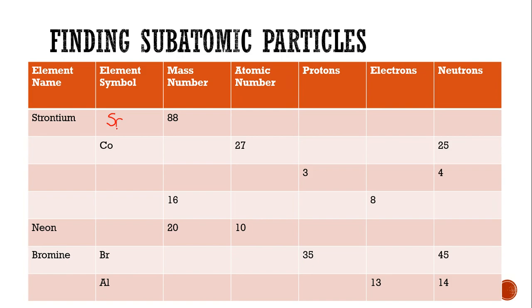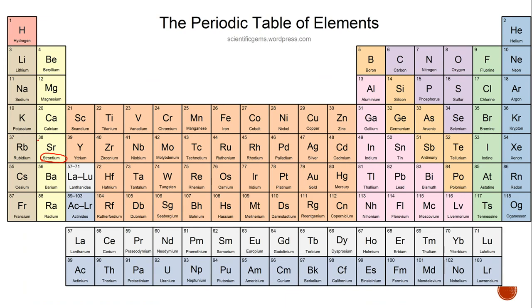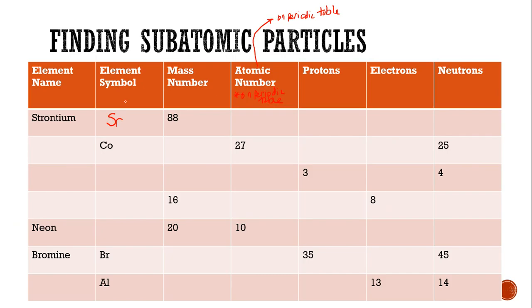Once you find the element name or symbol, you can actually find the atomic number by looking on the periodic table. Remember, atomic number is always found on the periodic table, so we're going to make that note: on periodic table. That's actually really hard to see, so we're going to draw a little line. So if we go to strontium, we're going to see that its atomic number is 38.